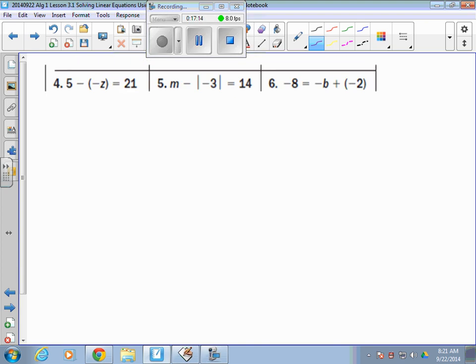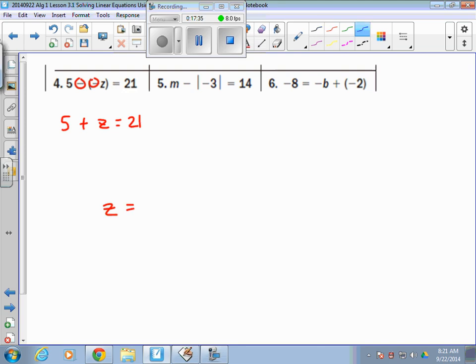Number 4 says 5 minus a negative z is equal to 21. Again, anytime you have minus a negative, it means plus positive. 5 plus z equals 21. Okay, we don't have z by itself. That's the goal, to get z by itself. We have 5 plus z.